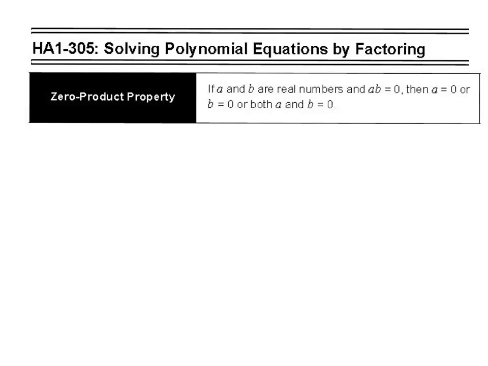To solve by factoring, you need to know the zero product property. So basically, if the product is 0, one of the two factors must have been 0. So if they want us to solve by factoring, the first thing we need to do is factor.